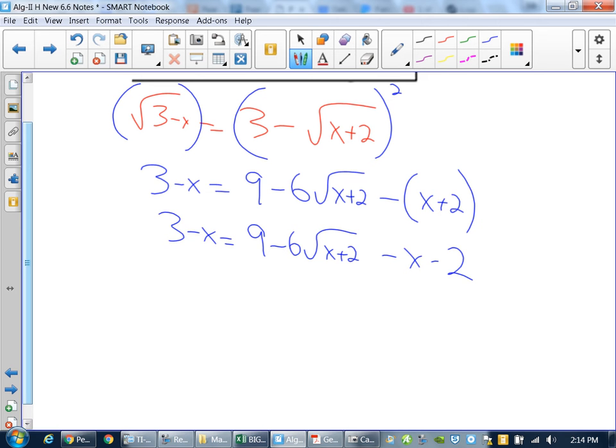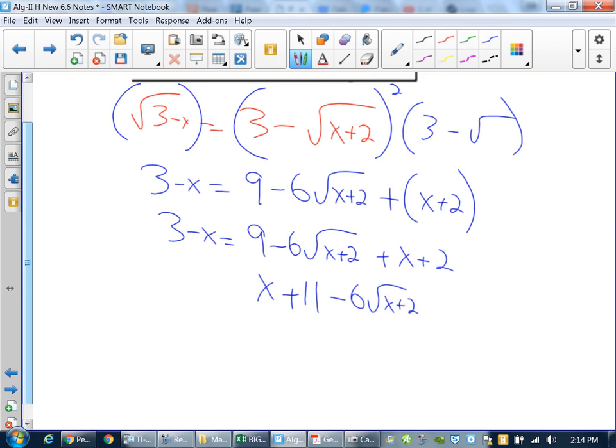Oh, you know what? That should have been a plus. I'm sorry, I just realized that. If I FOIL that out, this would have been 3 minus the junk. Negative junk times negative junk is positive junk. Sorry about that. So this would be plus x plus 2. So combine the stuff on the right, we're going to get x plus 11 minus 6 root x plus 2.